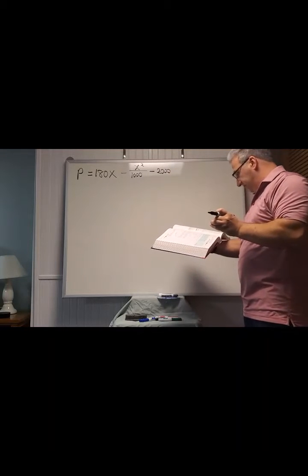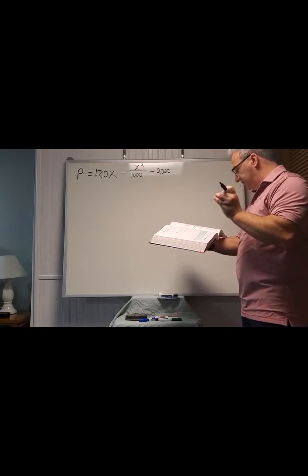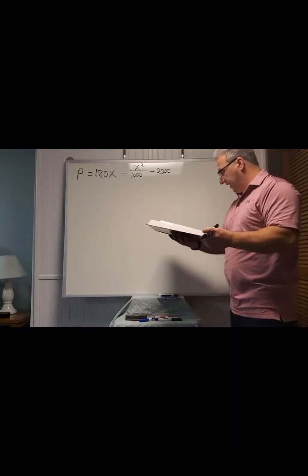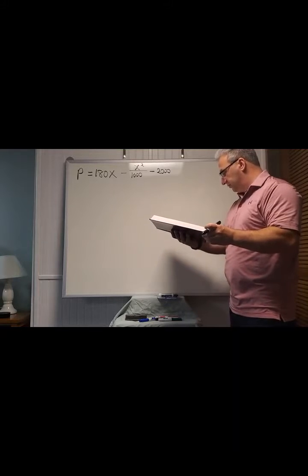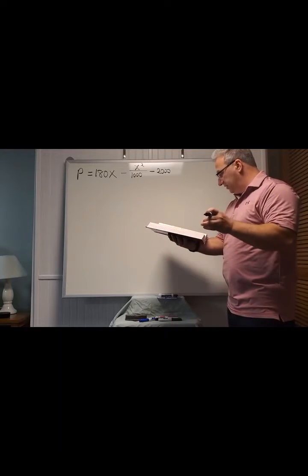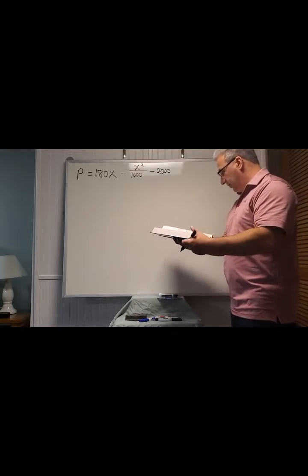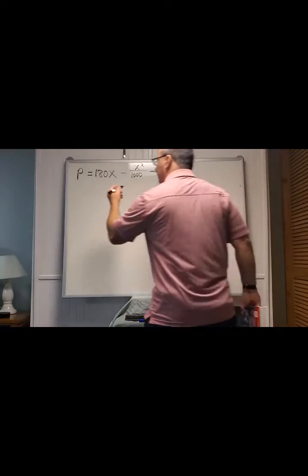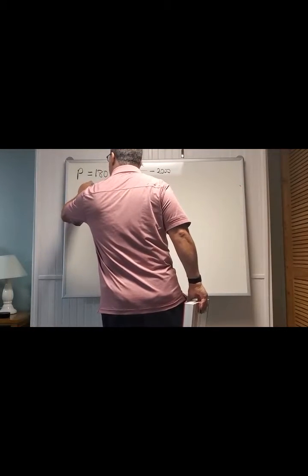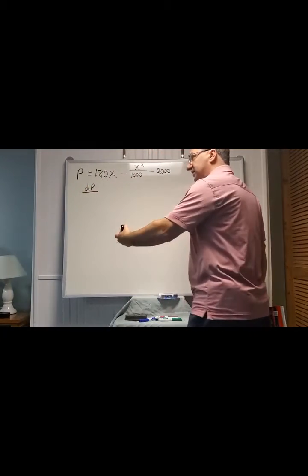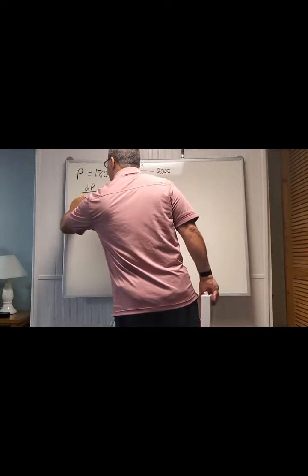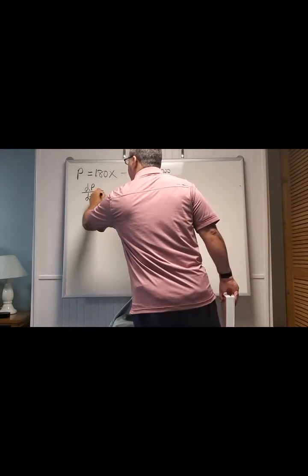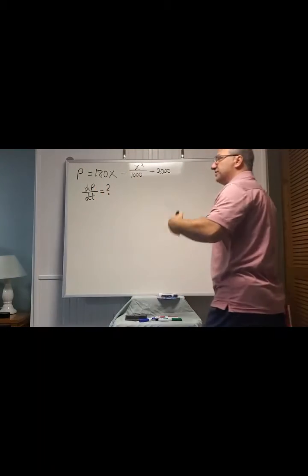They ask what rate per day is the profit changing when the number of units produced and sold is 100 and is increasing at a rate of 10 units per day. So at what rate per day is the profit changing? What they're asking for is at what rate is the profit changing, dP, with respect to time. That's really what they're asking in this question.